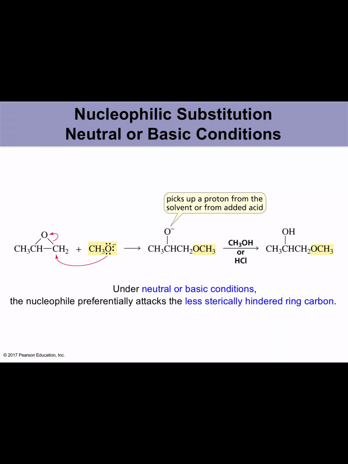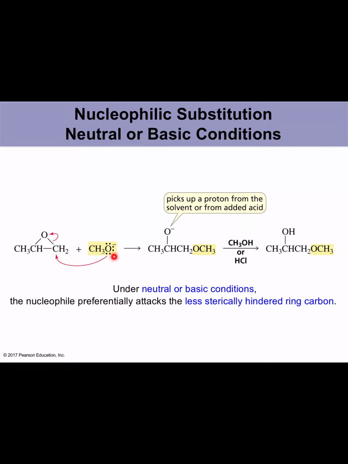Nucleophilic substitution, neutral or basic conditions for epoxide. Earlier we had seen what happens in acidic condition. Now this is nucleophilic substitution under neutral or basic conditions. Now we don't have an acid to protonate the epoxide oxygen. So you have a nucleophile, methoxide. The methoxide nucleophile normally goes to the less hindered site. So this is a primary carbon, this is a secondary carbon. So normally it goes to the less hindered carbon.